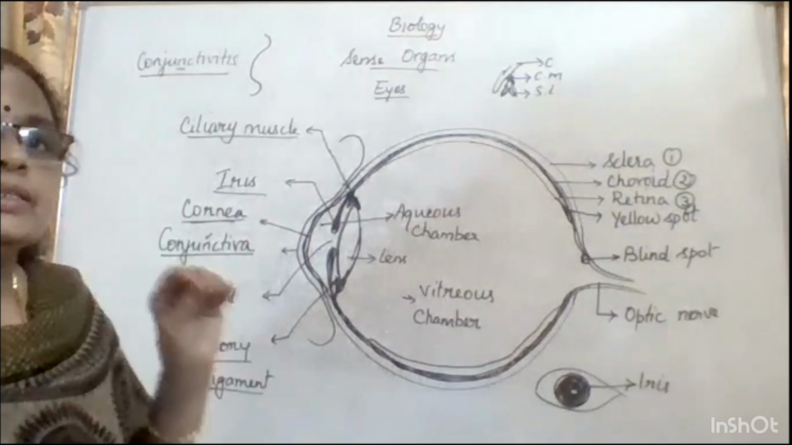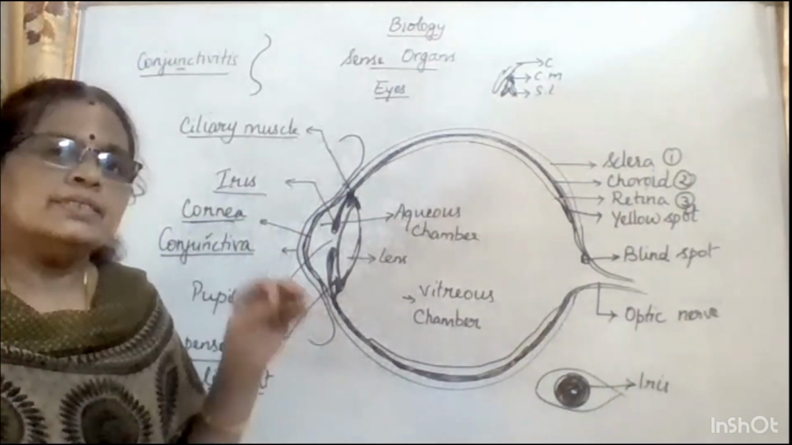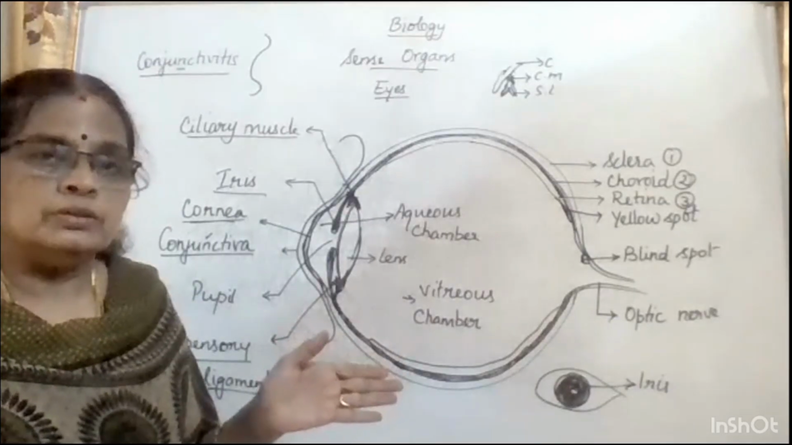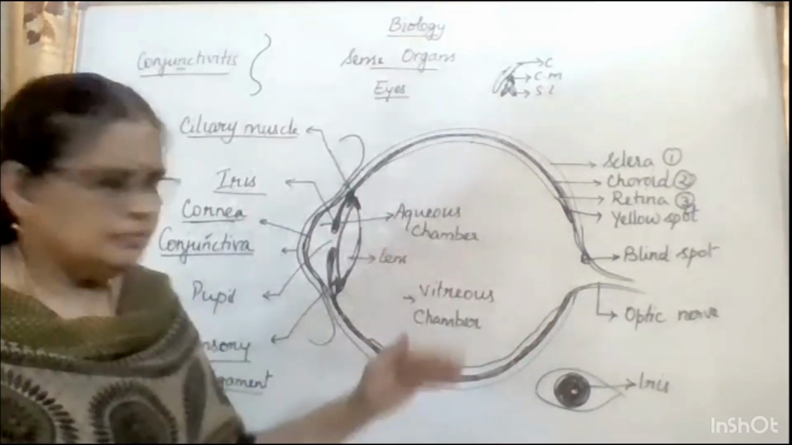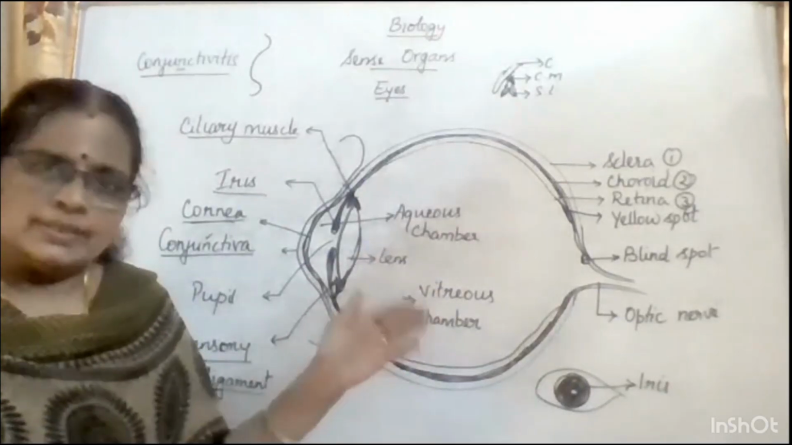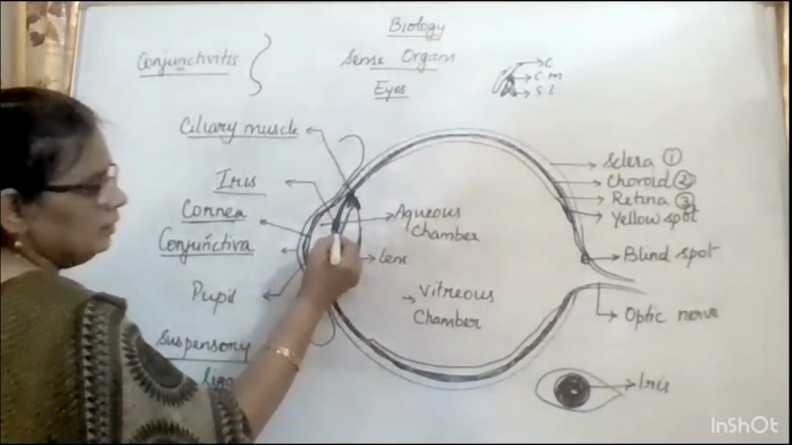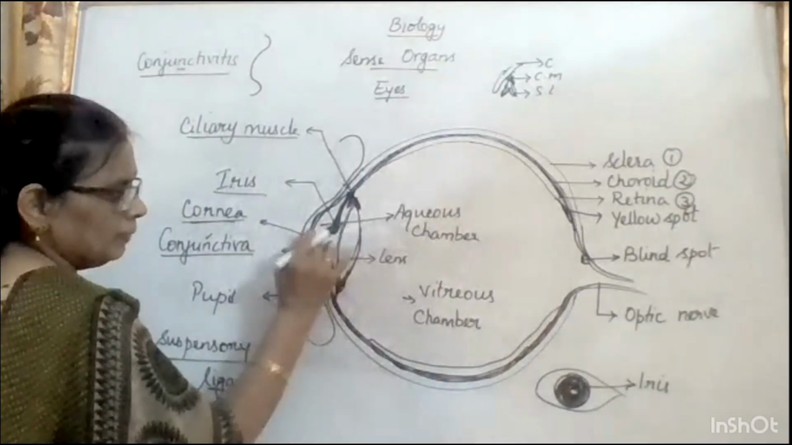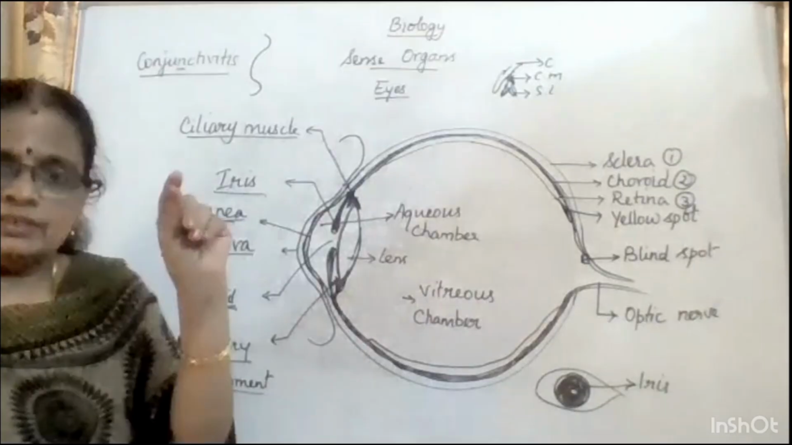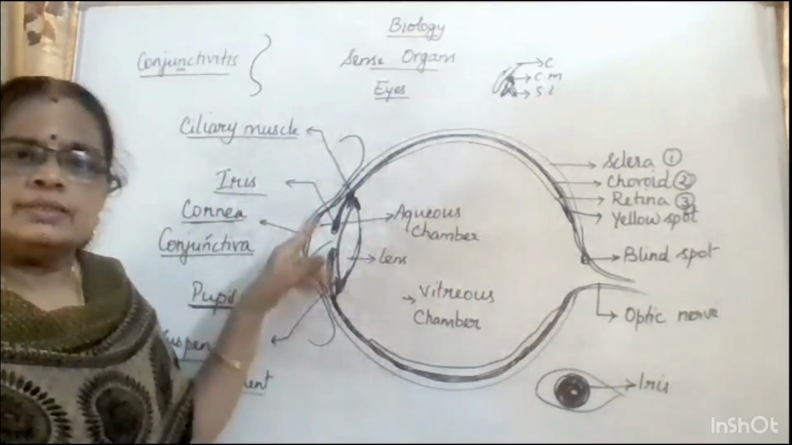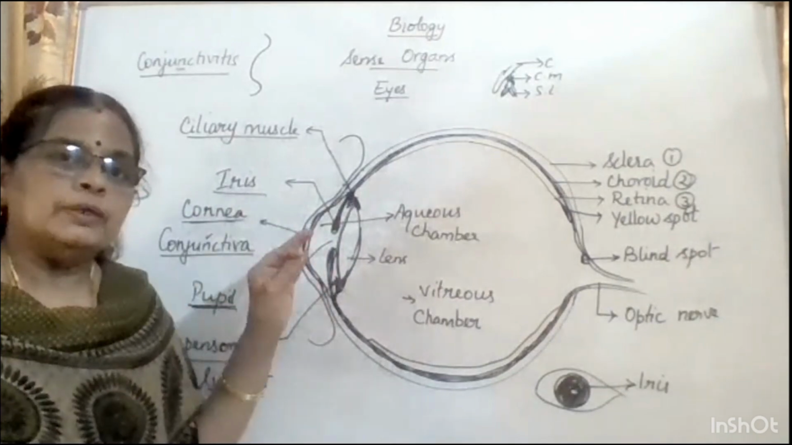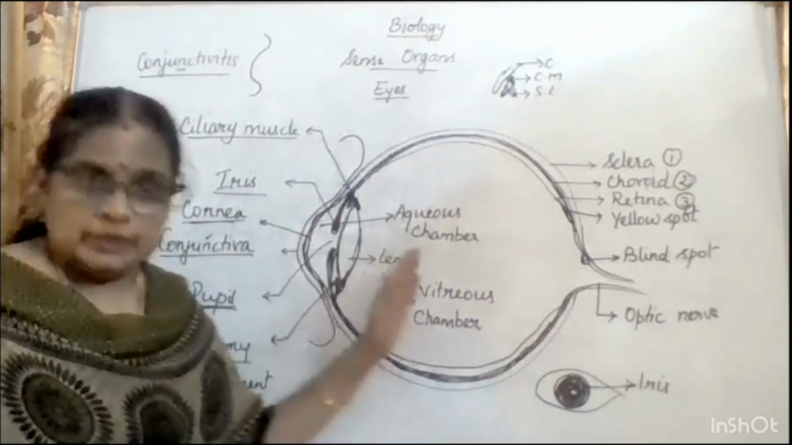Retina is a highly sensitive layer because it has the sensory cells of vision. What are the sensory cells of vision? We'll discuss in detail later. First, structure; the function of all these parts we'll discuss later. Right, children? Here I said iris has left some gap. This gap is known as pupil. Iris leaves a gap, and the gap gets the name pupil. Through this opening, or aperture, only the light is going to enter.